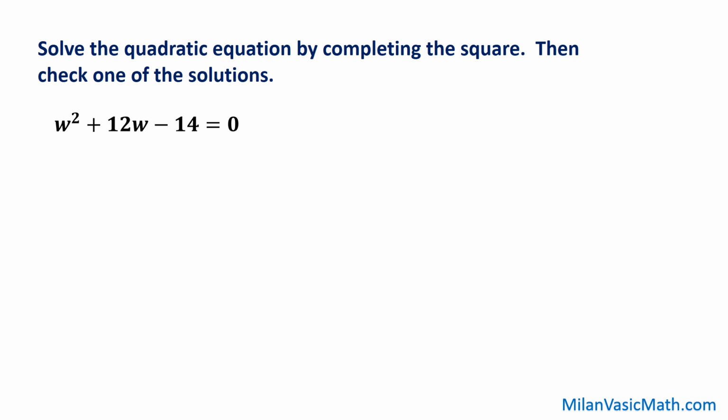Solve the quadratic equation by completing the square, then check one of the solutions. Okay, so this one here, I know it's not factorable, and since the directions say to complete the square, that's what we're going to do. First thing I will do is add 14 to both sides. So I have w squared plus 12w equals positive 14.